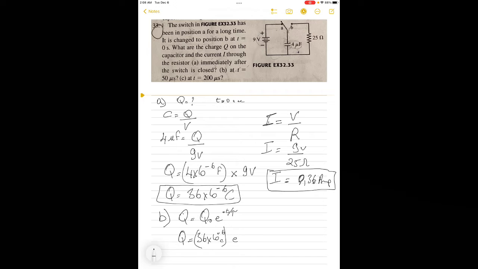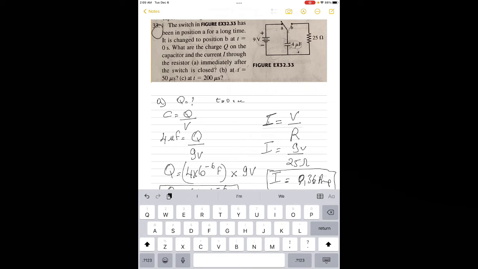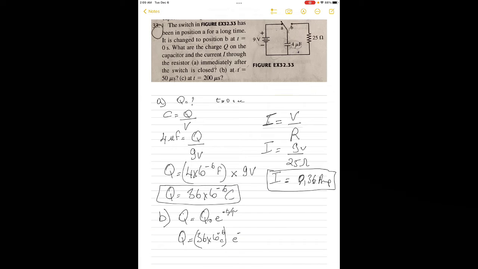The e to the power of minus, what's the time? The time for B is 50 microseconds. 50 microseconds divided by the time constant. So the time constant will be equal to resistance times capacitance. So we know the resistance is 25 ohms multiplied by 4 microfarad, and the time constant will equal 1 times 10 minus 4 seconds.